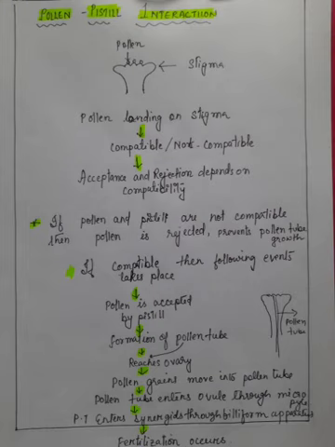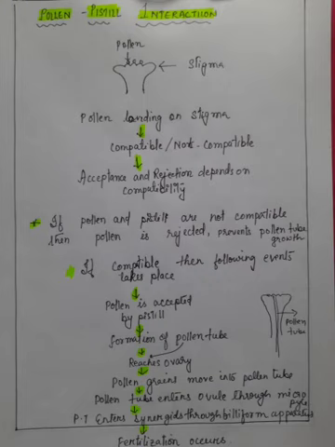The pollen tube will grow and reach the ovary, and the pollen grain will move into the pollen tube. Pollen grains need some medium to travel to reach the ovary, right? So the pollen tube helps them reach the ovary. Then the pollen tube enters the ovule through the micropyle. I hope you remember the micropyle, right? Once it enters the ovule through the micropyle, at the end what happens?